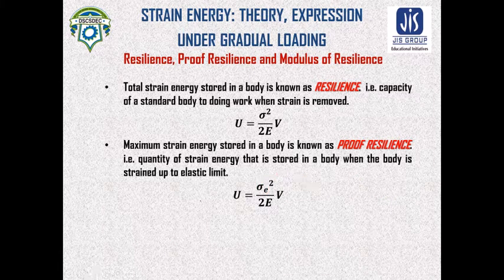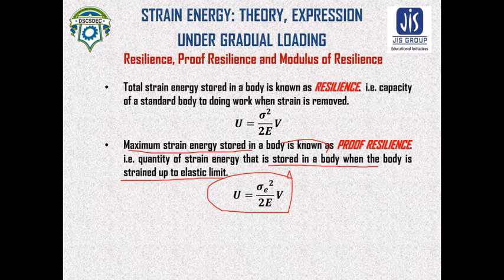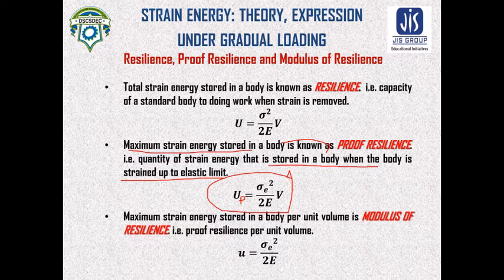So sigma E is the stress at the elastic limit. The strain energy stored in a body when the body is strained up to the elastic limit is the maximum strain energy. This is known as proof resilience, and its value is U equal to sigma E square by 2E into V. Now modulus of resilience: the maximum energy stored in a body per unit volume.